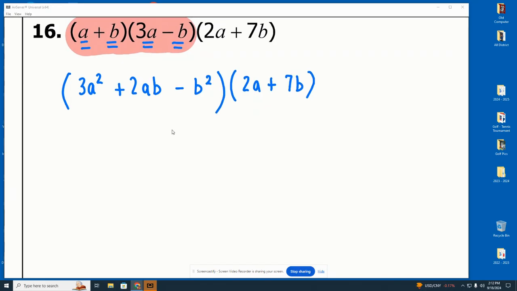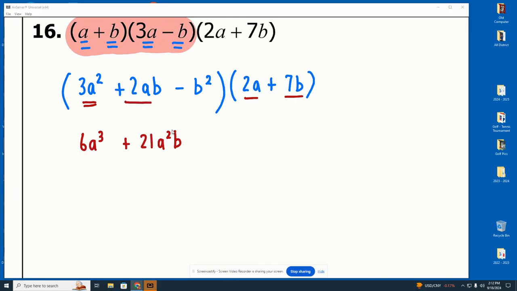This is a little harder, though, because we're going to have a bunch of variables getting thrown at you. So here we go. 3a squared times 2a. Okay, do the numbers first. 3 times 2 is 6. And a squared times a to the first is a to the third. Then 3a squared times positive 7b. Again, 3 times 7 is positive 21. And a squared times b is a squared b. Okay?